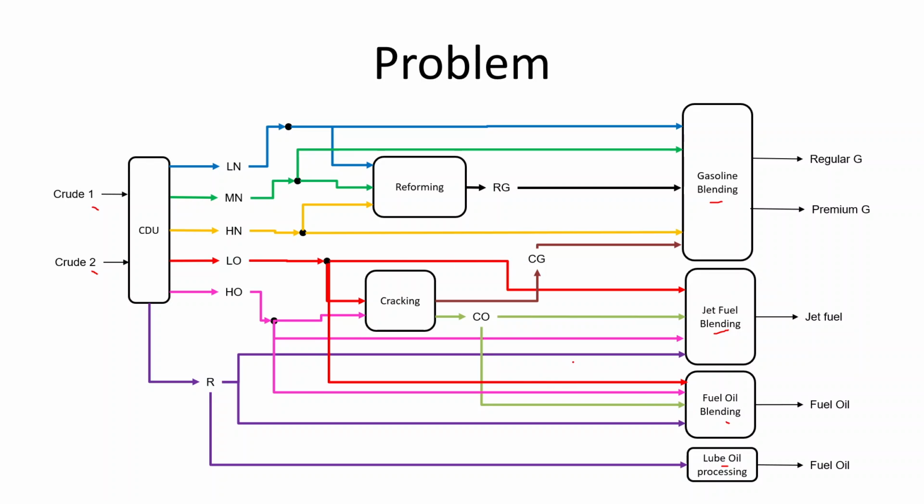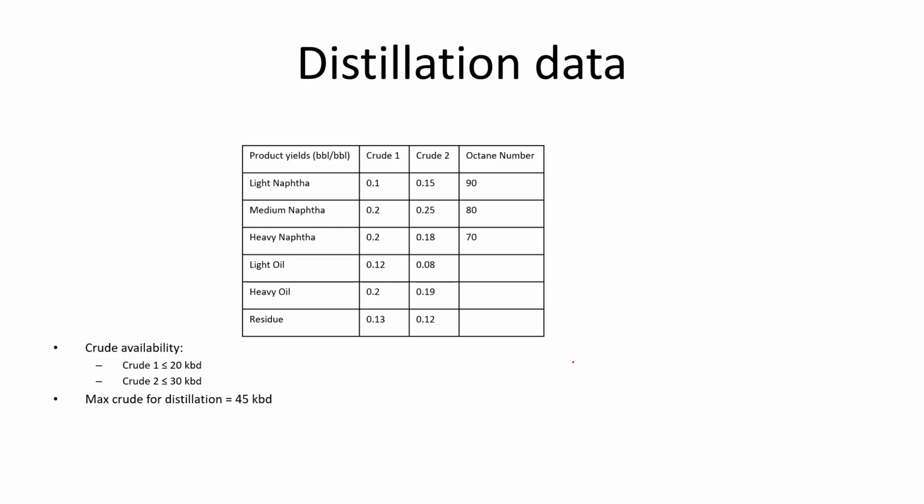So all the configurations are there according to what you see on the plant, and these are, for example, the important product streams that you have to evaluate to maximize the profitability of the plant. This is the data, so we can see we have two crudes, right? So crude 1 and crude 2, and then the availability of crude 1 and crude 2.